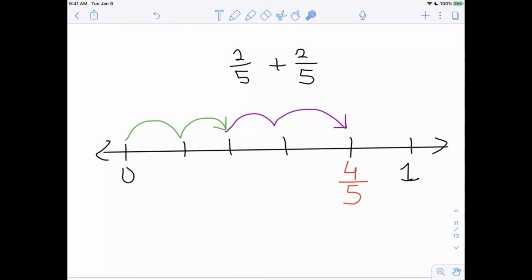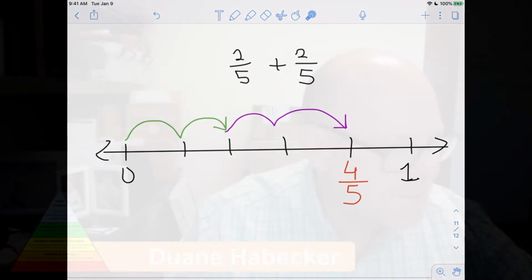And that is how we represent addition using the area model and the number line model. Now, this video was just common denominators. In another video, we're going to talk about how we add fractions that have uncommon denominators.